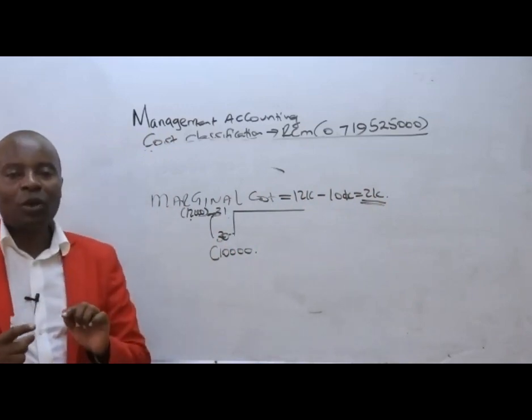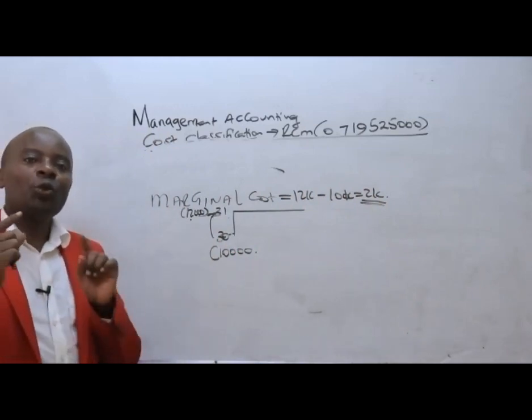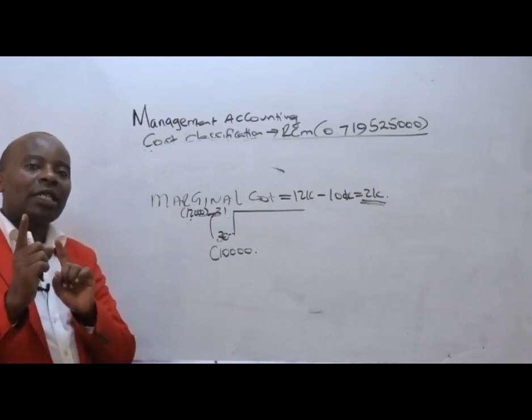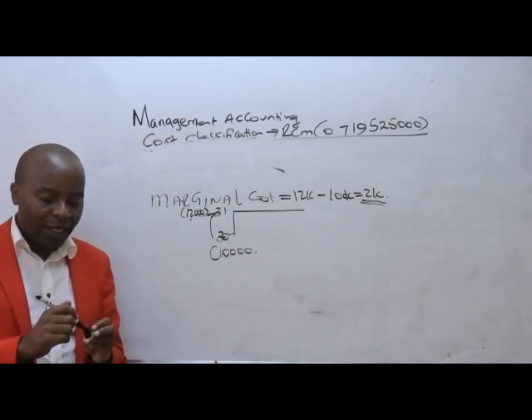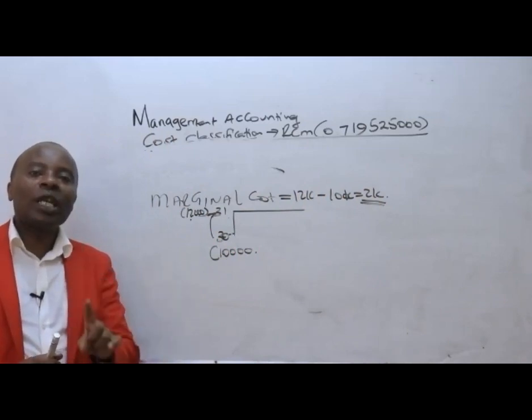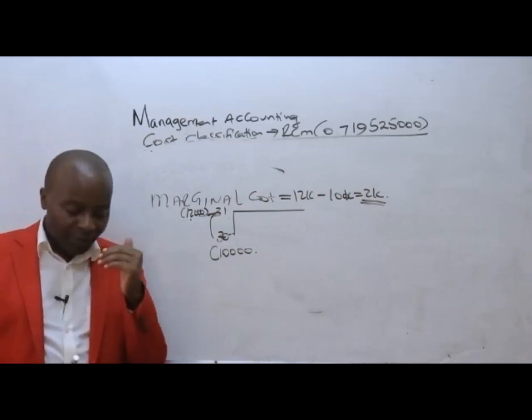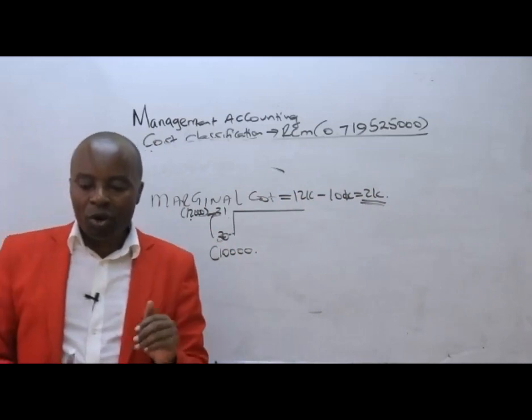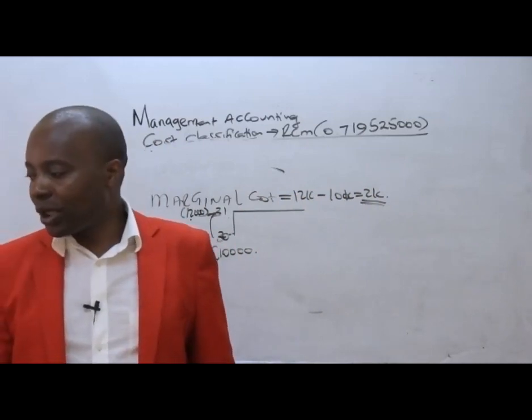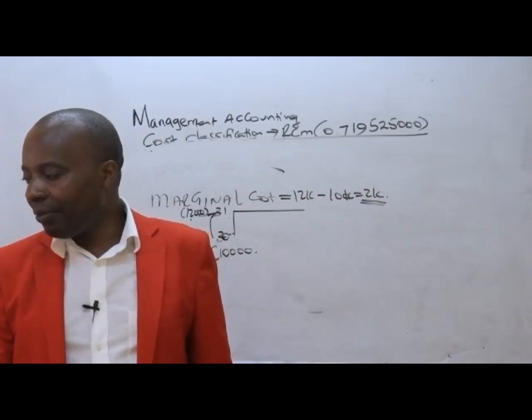By how much will our cost increase should we increase our productivity by just 1 unit? Incremental cost is relevant for decision making. We shall be seeing this later. Very important.